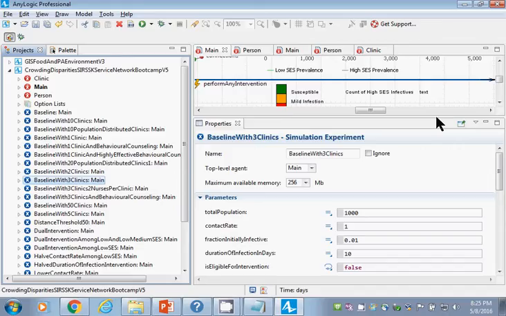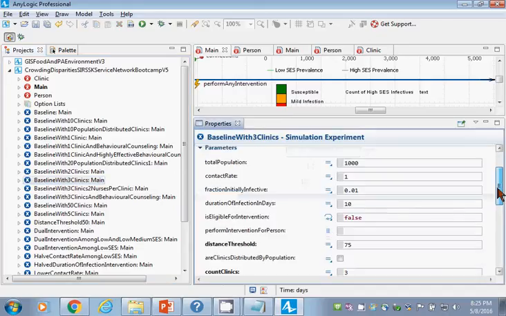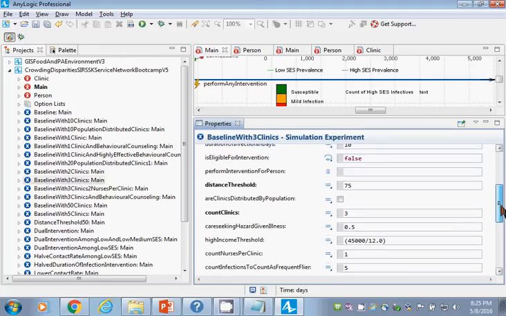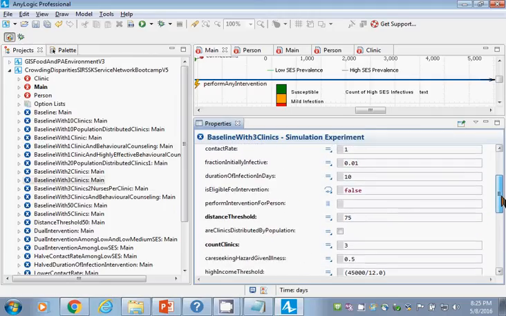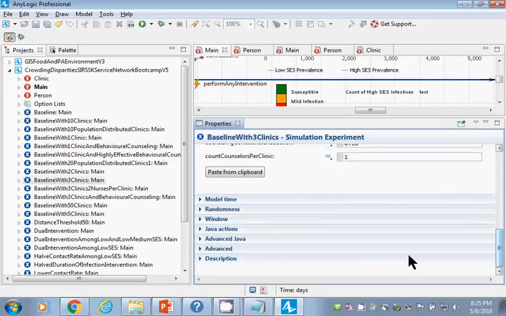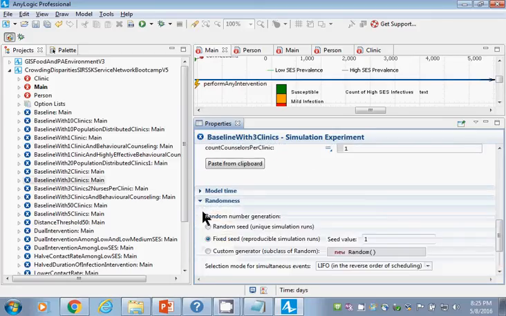But if you were to scroll down in this baseline, and you were to go down to the randomness thing, you'll notice that this experiment is set to run with what's called a fixed seed here. And what that means is that this particular thing is set up so it's completely reproducible. If you run the experiment again, you'll get exactly the same results.